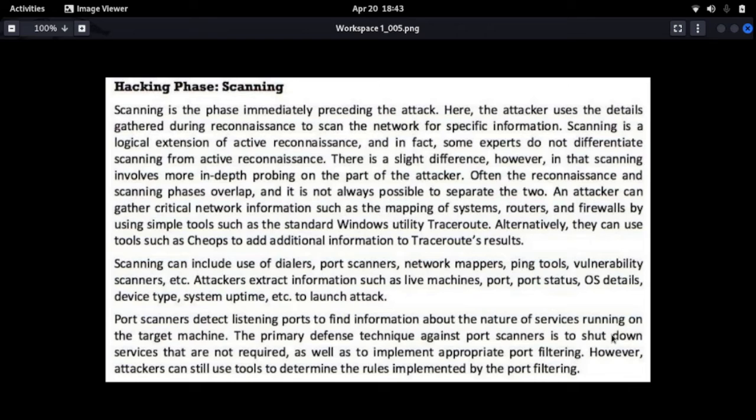All right. So the primary defense technique against port scanning is to shut down services that are not required. The services you are not using in that system, that are not required to run a particular program, you shut them down so that these attackers may not get any traceable way to get into your computer.